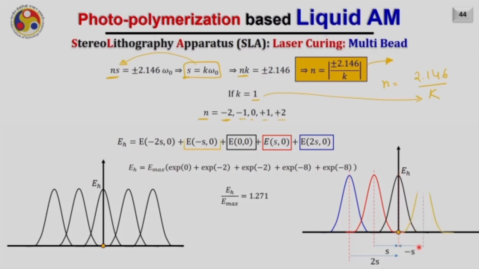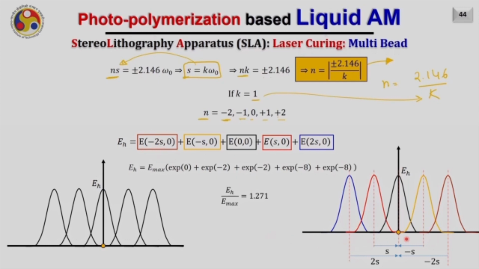Then the next pass, which is shown here in the yellow color, for this particular pass, the point of interest is at minus s distance. That means it is towards the left side from the center of this pass. The fourth pass, which is shown here in the brown color. For this fourth pass, the point of interest is at minus 2s distance, and hence the energy absorbed by this point corresponding to the fourth pass can be calculated by this particular term.